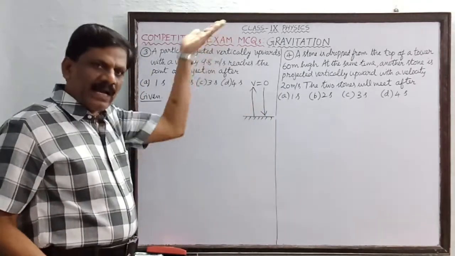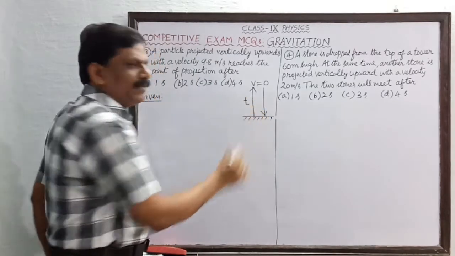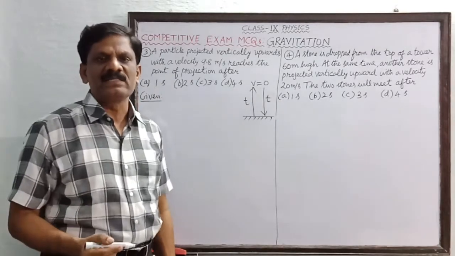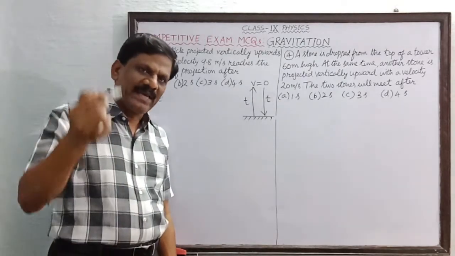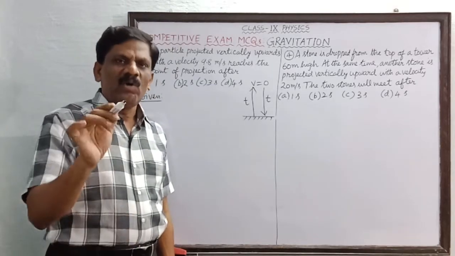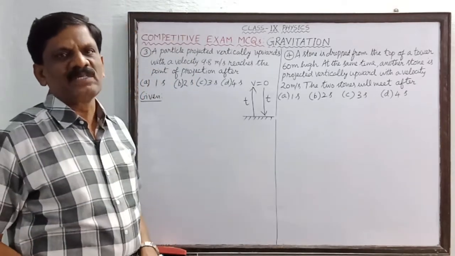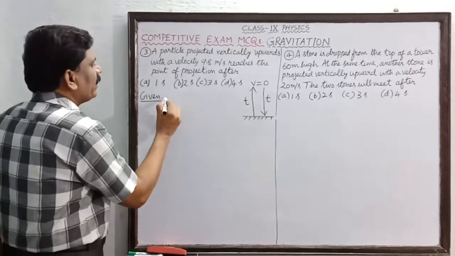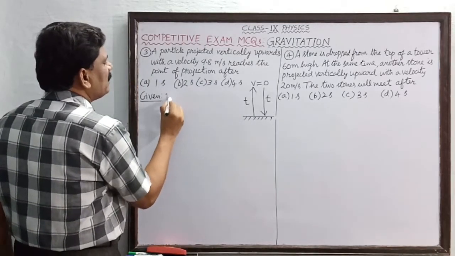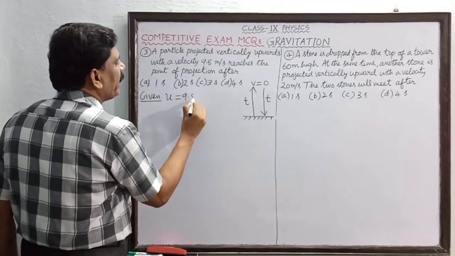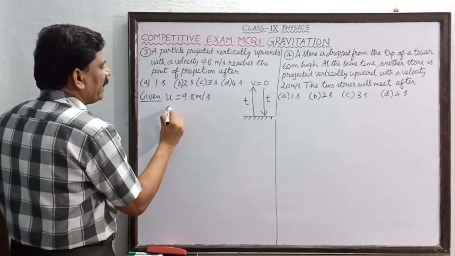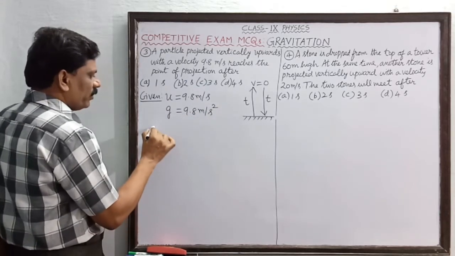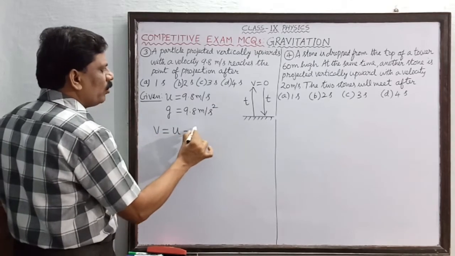Now while going up, suppose it has consumed a time t seconds, the same time t seconds it will consume while coming down also, because the time of ascent is equal to the time of descent. So the time it takes to return to the point of projection must be t plus t equal to 2t. Now what are the given quantities you see here? The initial velocity of projection u is equal to 9.8 meters per second, and the acceleration due to gravity is 9.8 meters per second square. Now using this equation, v is equal to u minus gt.